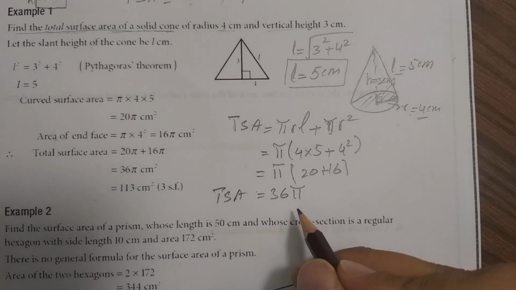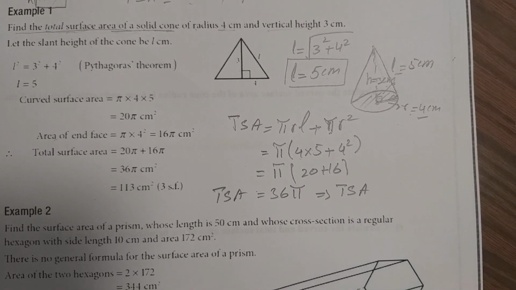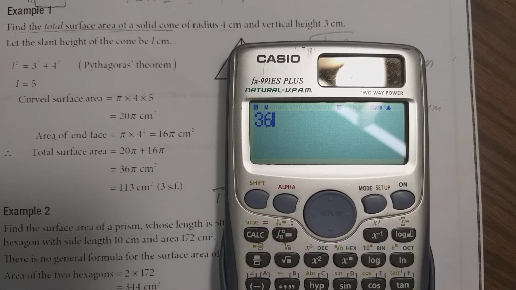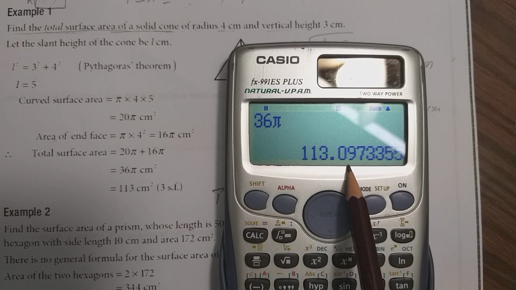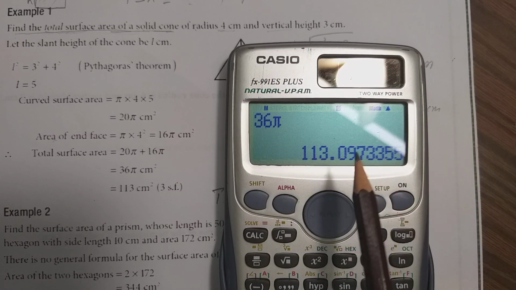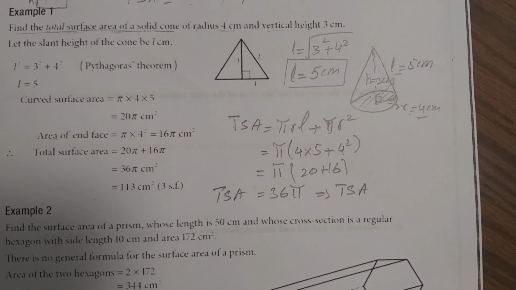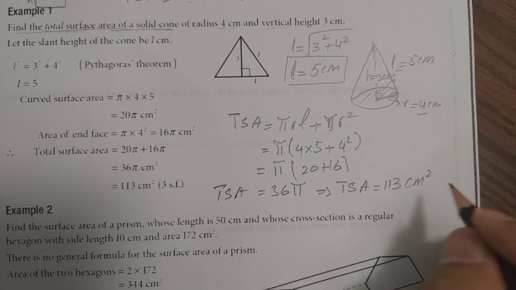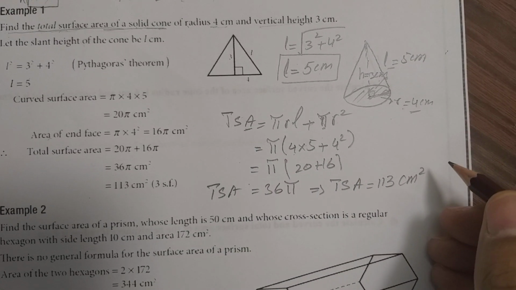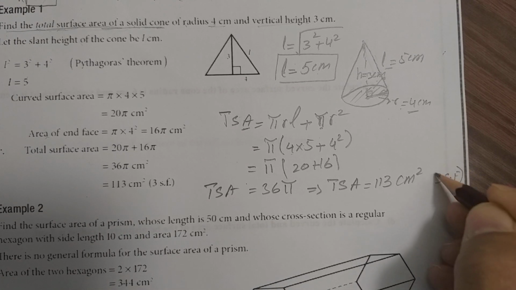But write it in 3 significant figures. So the total surface area 36 pi becomes 113.097335. I'm writing 3 significant figures. After the third significant figure the next digit is less than 5, so no need to increase it. So the answer is 113 centimeter squared, because we have area, so the area unit is squared. This is the 3 significant figure answer.